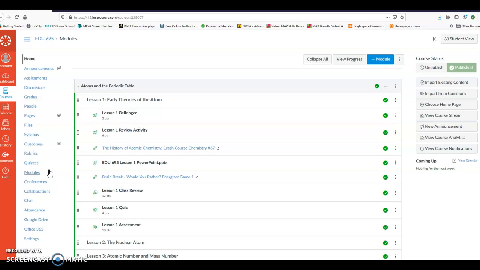The unit starts with a history of the atom and some different models and theories. As scientists, we still have not seen the atom, but we look at the way that the atom reacts, and that's how scientists develop models. And then it goes through different models and different information that we've learned about the atom. It ends with the students developing their own model of the trends within the periodic table.